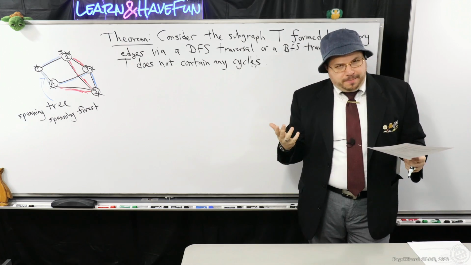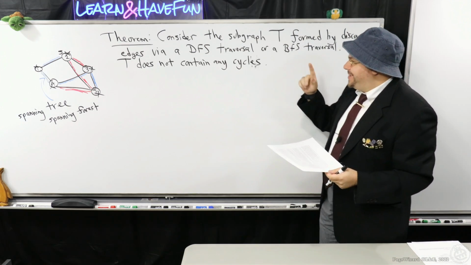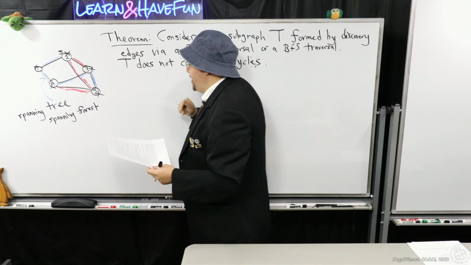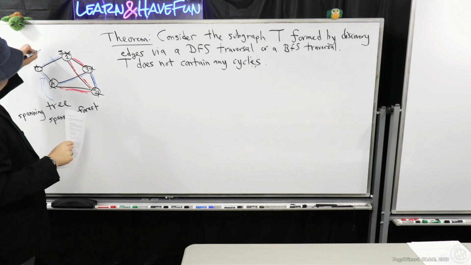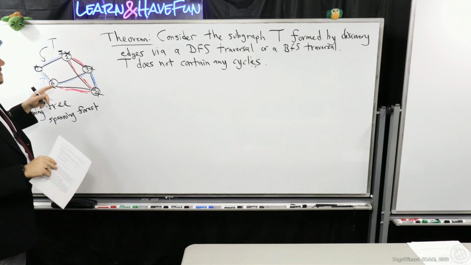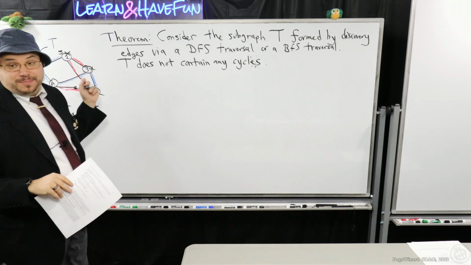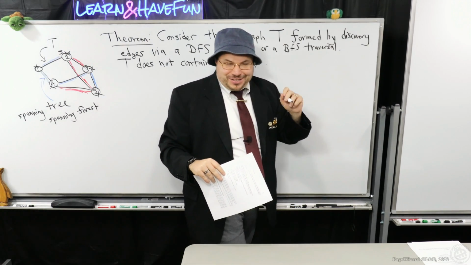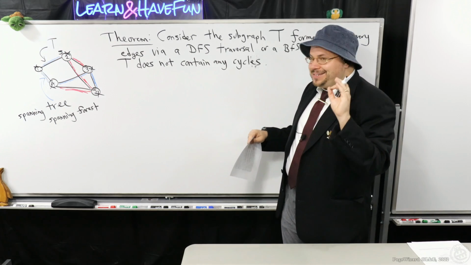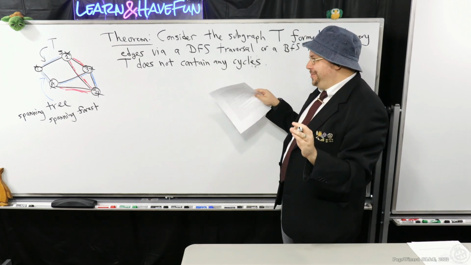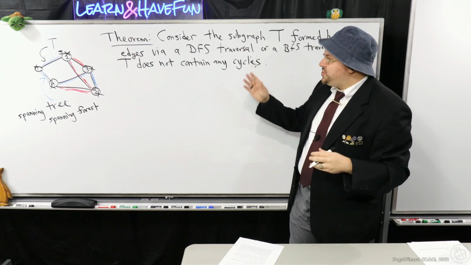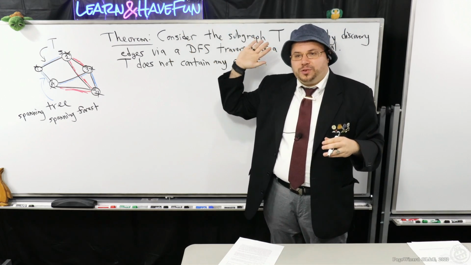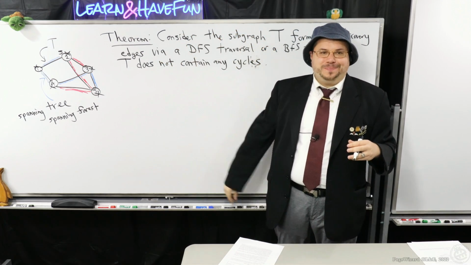So let me give you the game plan for how this is going to play out. We're going to assume that T, remember, in the claim, the blue edges, that's what T is in this one specific example. I must stress that we don't necessarily know this. We're trying to prove this. So here's the game plan. We're going to assume that actually it's possible for T to contain a cycle.